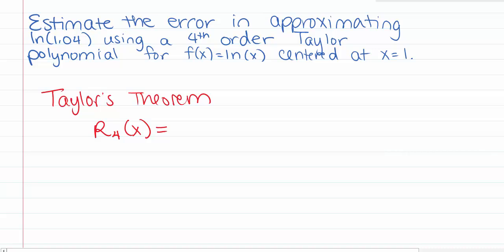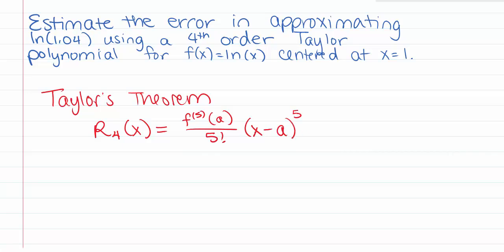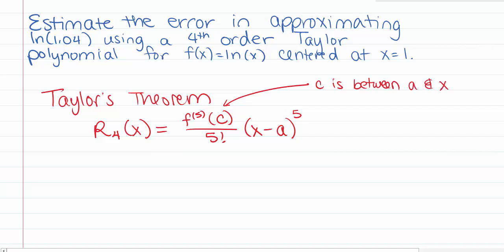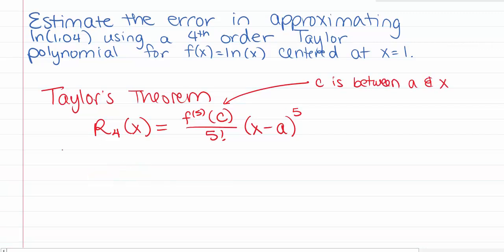All right, so according to Taylor's theorem, the remainder of the fourth order term for a value x is equal to the fifth term, essentially. So the fifth derivative of f at a divided by 5 factorial times x minus a to the fifth, with the difference that the fifth derivative is not evaluated at a, it's evaluated at some point c. And what do we know about c? We know that c is between a and x.